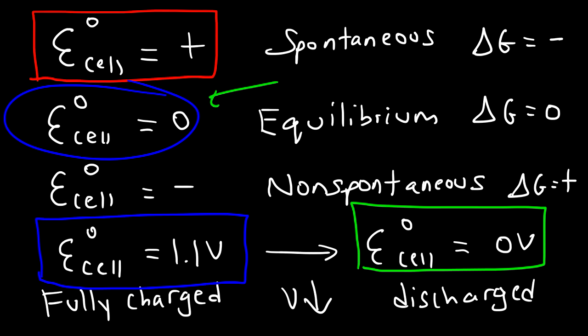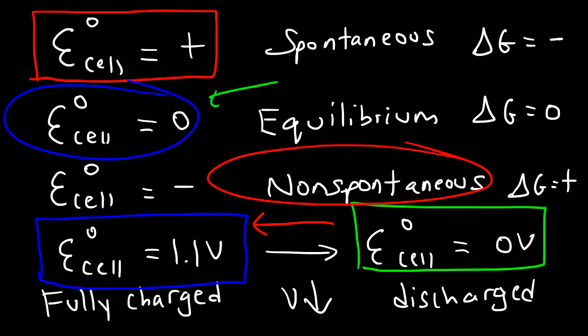Now, to go back this way is a non-spontaneous process. However, you can charge up the battery by putting energy into it, by driving electricity into the system, so you can reverse the whole process. So you can drive a non-spontaneous process forward by putting energy into the system. But once you do that, it's no longer a galvanic cell, but it's an electrolytic cell.